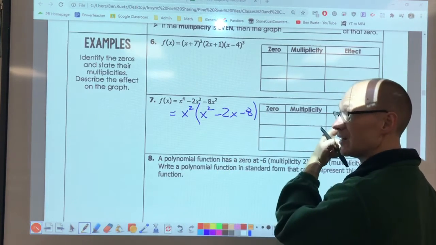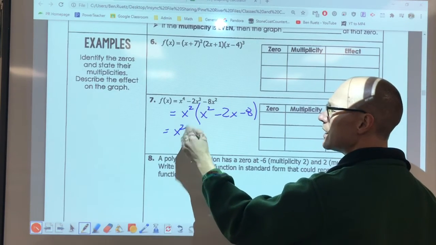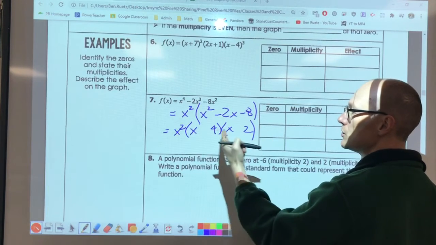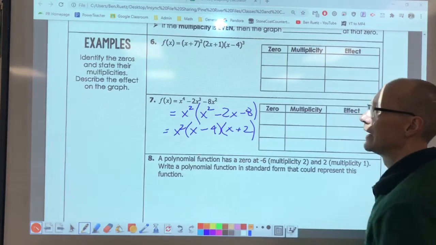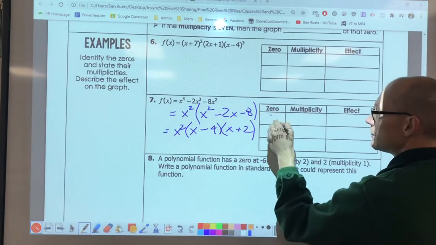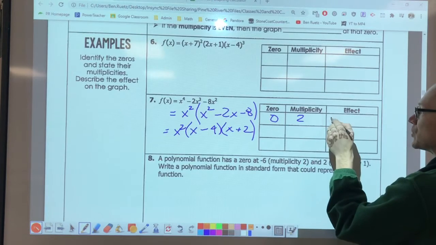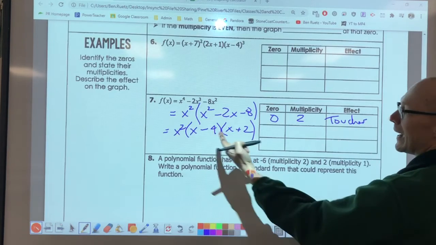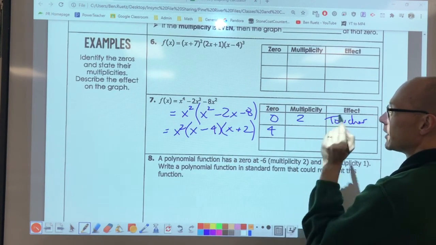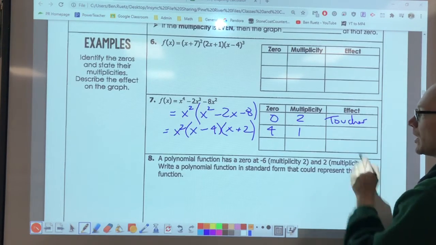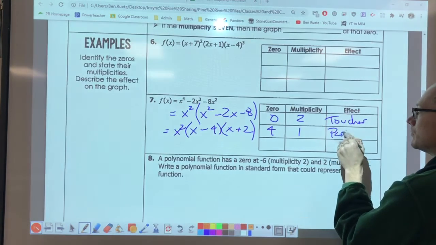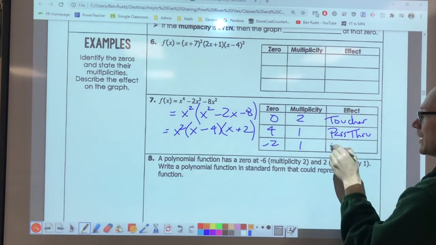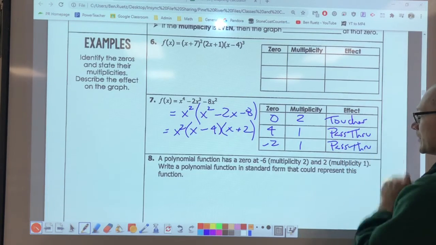And now I can say, oh, you know, are there numbers that multiply to be 8 and subtract to be 2? Sure are. 4 and 2. The 4 gets to be the negative. And now look at that. I've got a zero of 0 with a multiplicity of 2. So it touches. I have a zero of 4, but only a multiplicity of 1, so it passes through. And a zero of negative 2, multiplicity of 1, that is, again, another pass through.